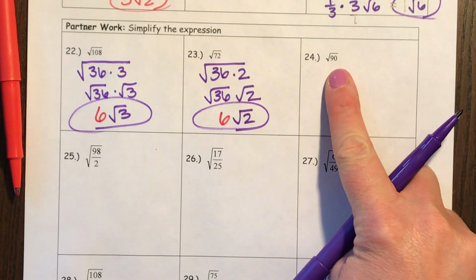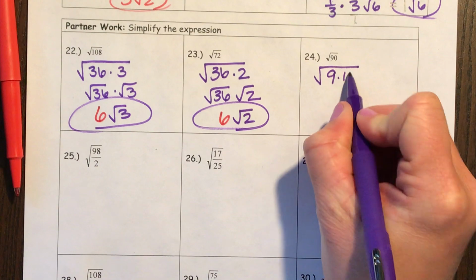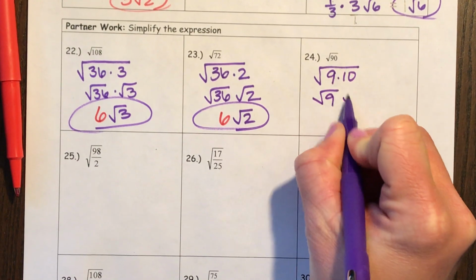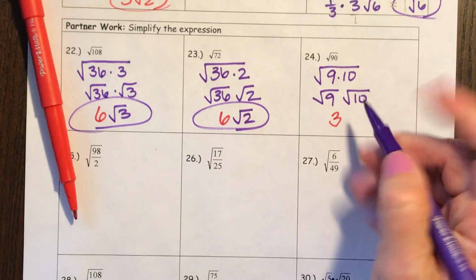90, the highest perfect square that goes into 90 is a 9. By my product property, split these up. The square root of 9 is 3.